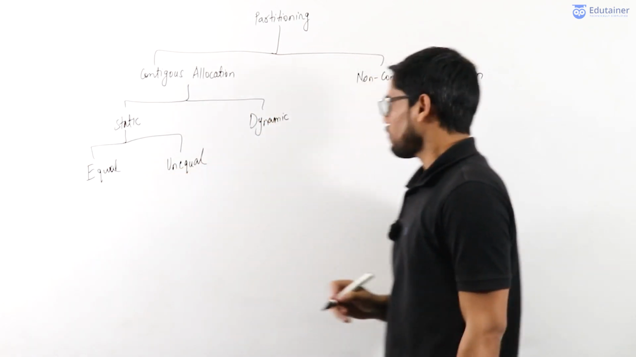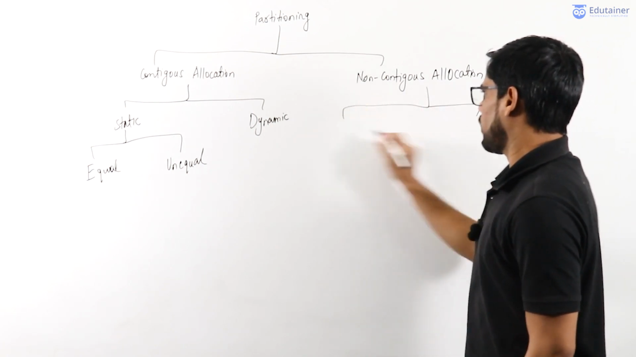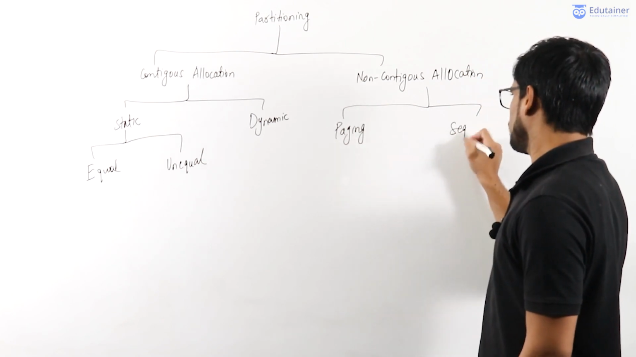Now coming to the non-contiguous allocation. Non-contiguous allocation is classified into two categories. One is paging and the other one is segmentation.